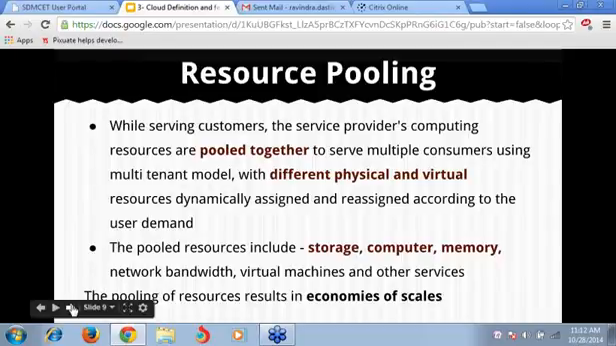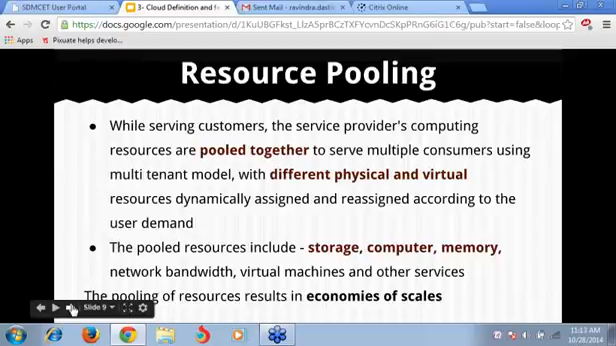To serve multiple consumers using a multi-tenant model. So that I will cover later. In different physical and virtual resources, what it actually means is, say suppose my college has 2 computer centers, one in computer science department and one in information science. If I actually use a cloud computing model and I don't distinguish the resources in IS and CS departments, whenever a customer wants, I will use the physical resources from both the centers in order to meet his demand. The pooled resources include storage, computer memory.